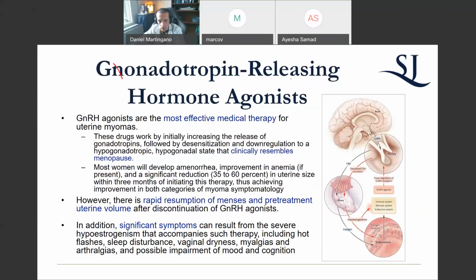GnRH agonists are probably the most effective therapy in relation to uterine myoma, but there's a catch. The catch is that they're effective only in as much as they basically induce menopause, and they do it in the following way. The GnRH agonist, the way that it works is mainly due to its effect on the hypothalamus. So what it will do is it will stimulate GnRH, and that will act on the anterior pituitary, right?